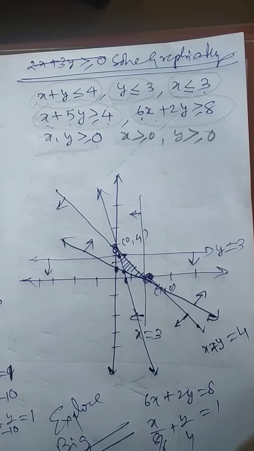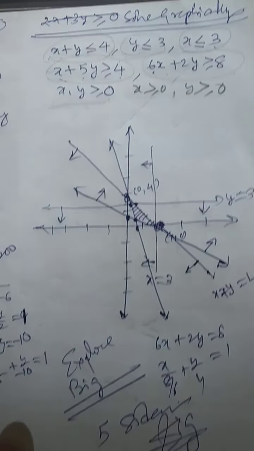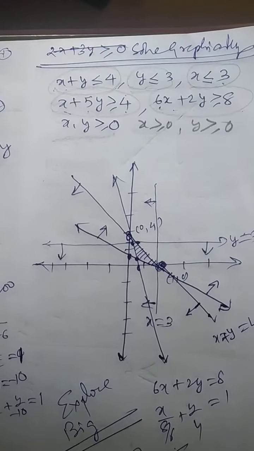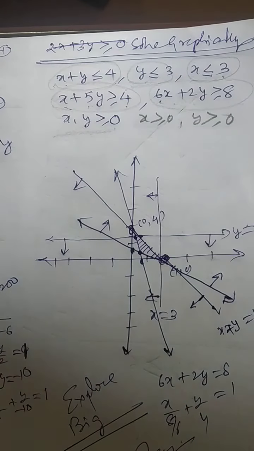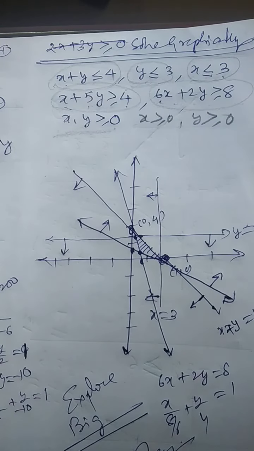So with this we are concluding linear inequations in one variable and two variables. Try to complete all the assignments, miscellaneous and all that. Okay, with this we will conclude this discussion. Okay, thank you.